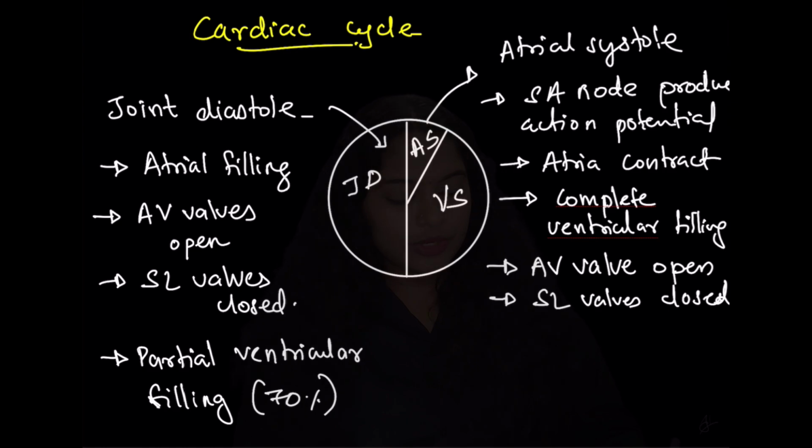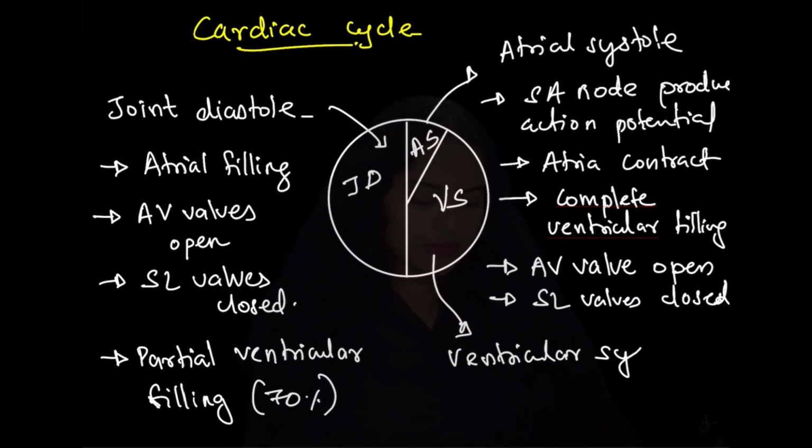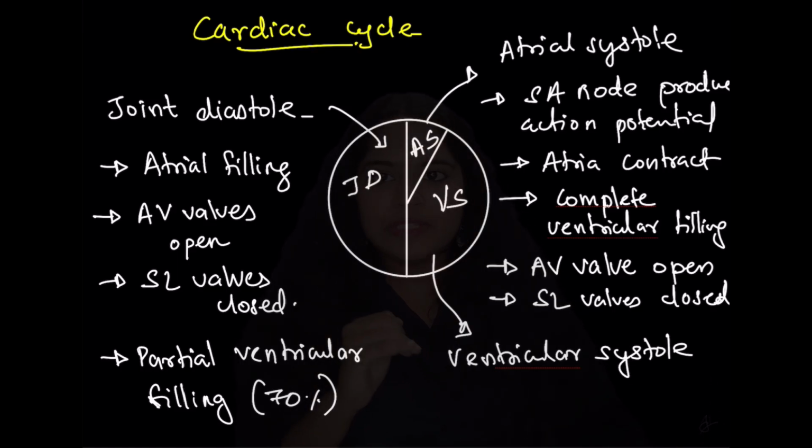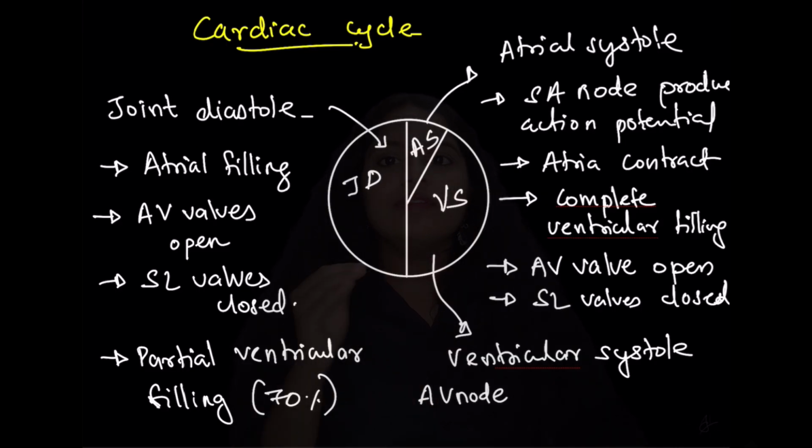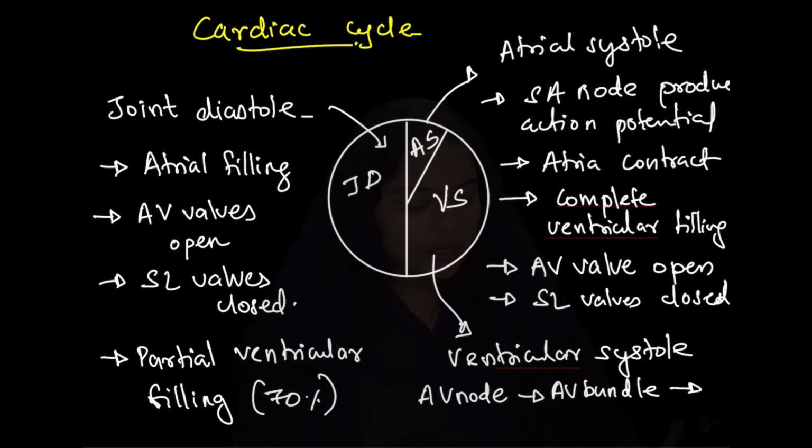So now what will happen during ventricular systole? Whatever impulse is produced by the SA node will now reach the AV node. The AV node will give the signal to the AV bundle, the AV bundle gives it to the bundle of His, and from the bundle of His it goes to the Purkinje fibers. So during ventricular systole, the blood from both the ventricles will be pumped out to different parts of the body.